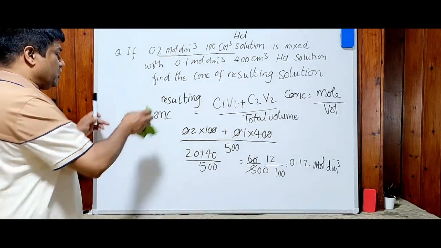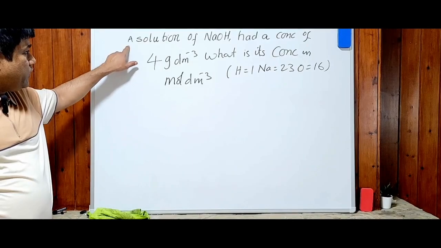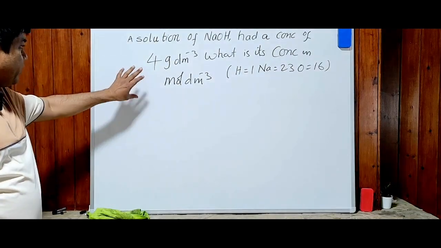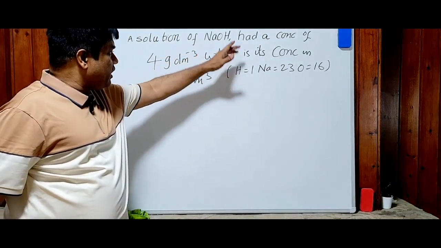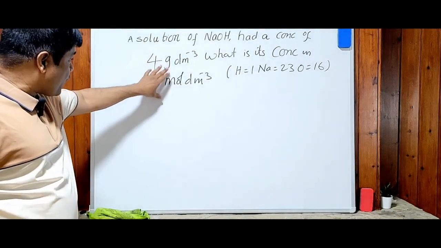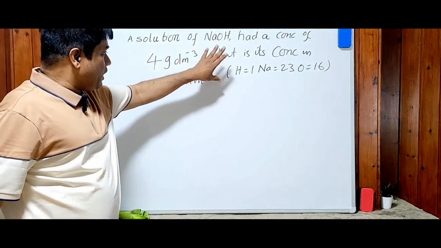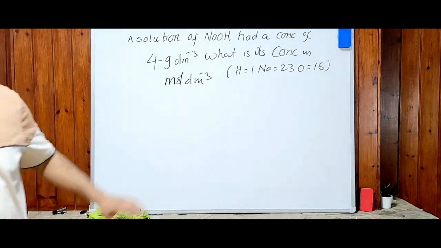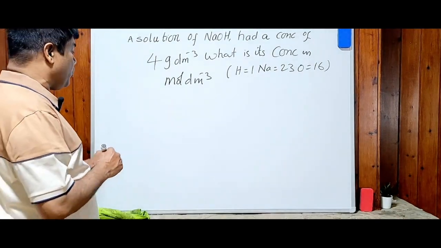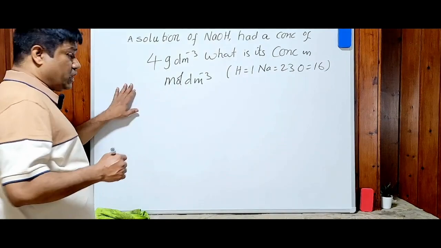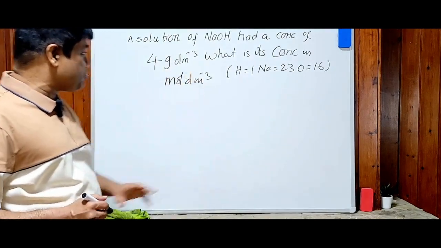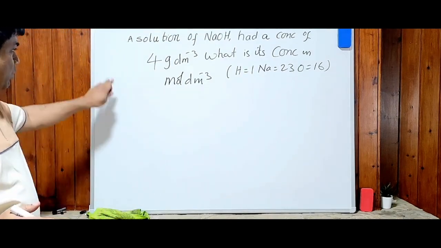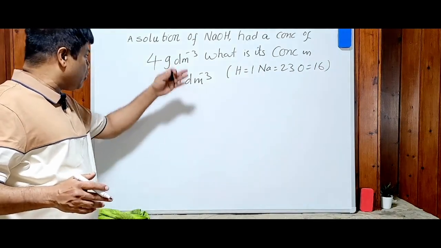Let's see. Look at this question. A new term we are using here. A solution of sodium hydroxide had a concentration of 4 gram per dm cube. What is its concentration in mole dm cube? So how can we convert gram per dm cube to mole per dm cube? Guys, I have seen this question in many past papers. You can use this technique for AQA examination or OCR examination.